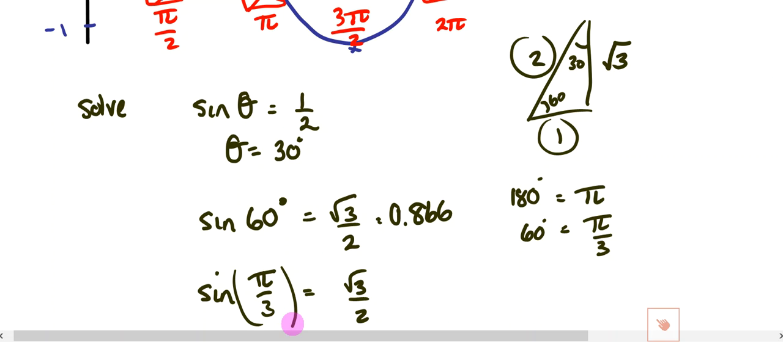Why do you get the wrong answer? Is this in radians? You need to be in radian mode. So switch your calculator into radian mode. You've probably got that DRG button. Change it to radians, and now do sine of pi over 3 in radian mode. Do you get 0.866? Yes. If you need me to show you how to do the change, let me know.